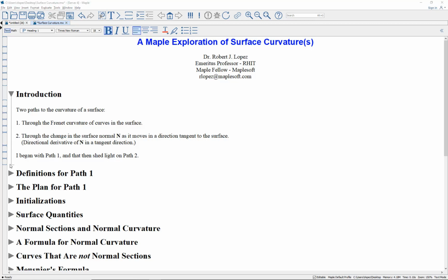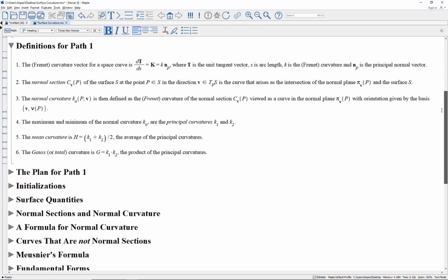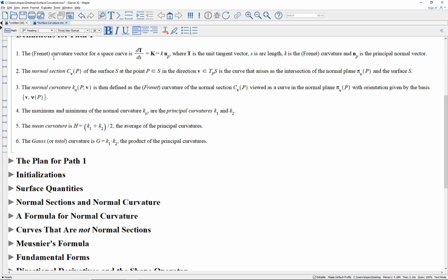To follow path 1, we need to start with some definitions. I use the expression Frenet curvature when I'm talking about the kind of curvature that you learn about in a multivariate calculus course. Okay, curvature vector, K. It's dT/ds, where T is the unit tangent vector, s is arc length, and P is the principal normal. And the length of that vector is the curvature, little k.